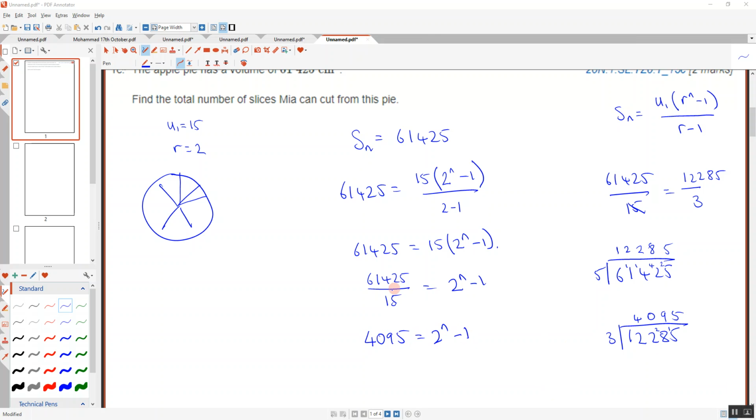So to finish it off, add 1 to both sides. You get 4096 is equal to 2 to the n. So 2 to the power of what number is 4096? So 2 times 2 is 4, times 2 is 8, times 2 is 16, times 2 is 32, times 2 is 64, times 2 is 128.